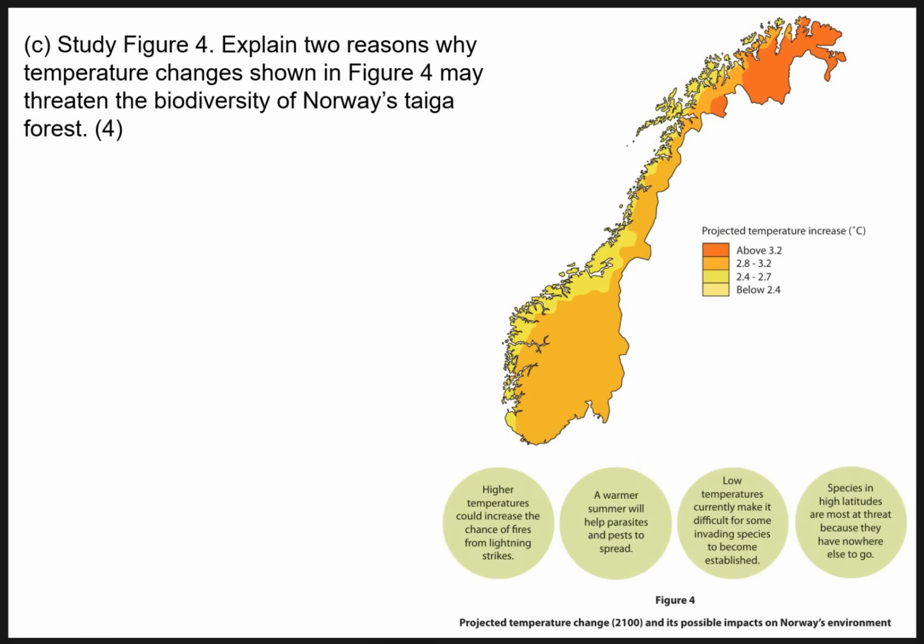Next question, study figure 4. Here on the right. Again, this is in your resource booklet. I've just put it into this PowerPoint slide to make it easier to understand. Explain 2 reasons why temperature changes shown in figure 4, so these are the temperature changes, may threaten the biodiversity of Norway's tiger forest.